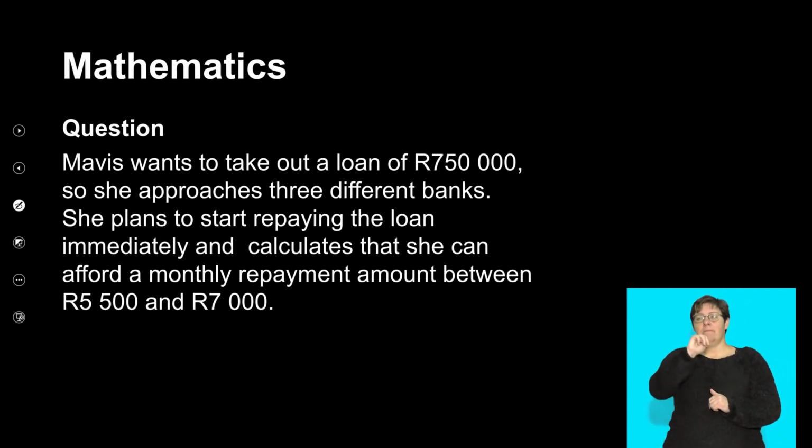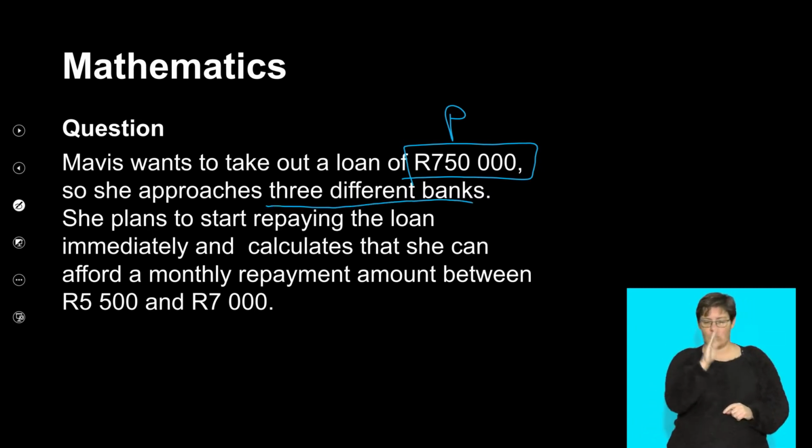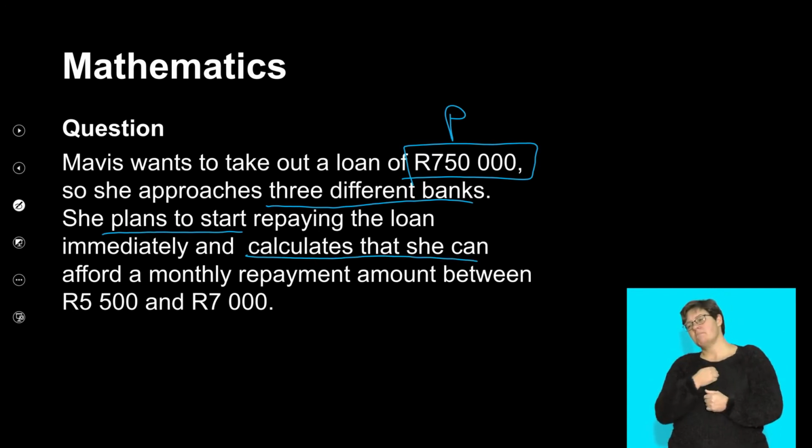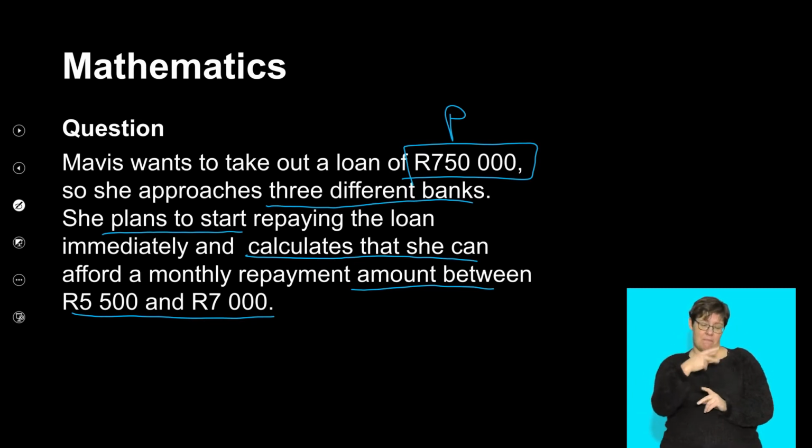Now, Mavis wants to take out a loan of 750,000, and this becomes the principal amount. She decides to approach 3 different banks. I really love Mavis because this is a great thing. You don't just say the first bank I go to, I must take their loan. You compare them. Hence, she went to 3 banks. She plans to start repaying the loan immediately and calculates that she can afford a monthly repayment of between 5,500 and 7,000. This is a really good lady.